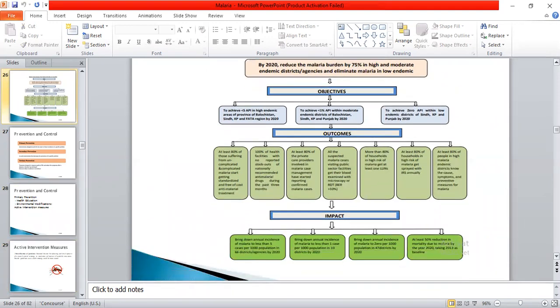If we see the impact, it brings down the annual incidence rate of malaria to less than 5 cases per 1000 population in the 66 district agencies by 2020, bring down the annual incidence of malaria to less than 1 case per 1000 population in 10 districts by 2020, and at least 50% reduction in mortality due to malaria by the year 2020, taking 2013 as a baseline.